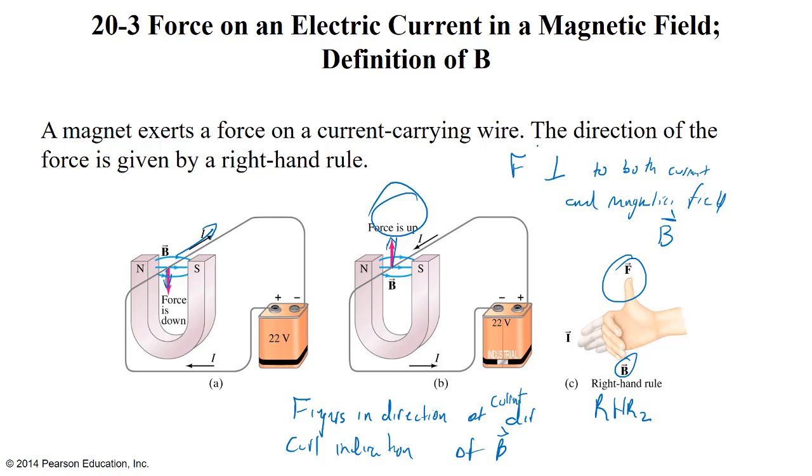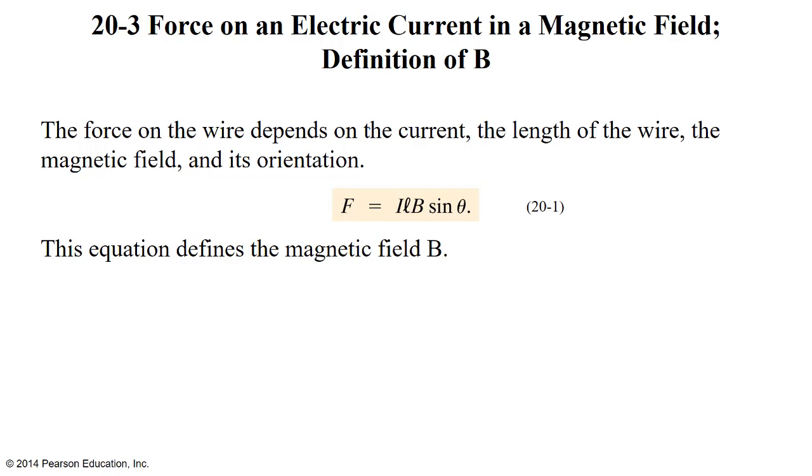And so this is actually going to allow us to state a relationship between magnetic field, current, and force, and it's going to allow us to define magnetic field strength. So the force on the wire depends on the current, the length of the wire in the field, the strength of the magnetic field, and its orientation. Now, if I have a magnetic field that's going this way, and I put a wire in there that's carrying current, and that wire is also going this way, there's actually going to be no force on that wire.